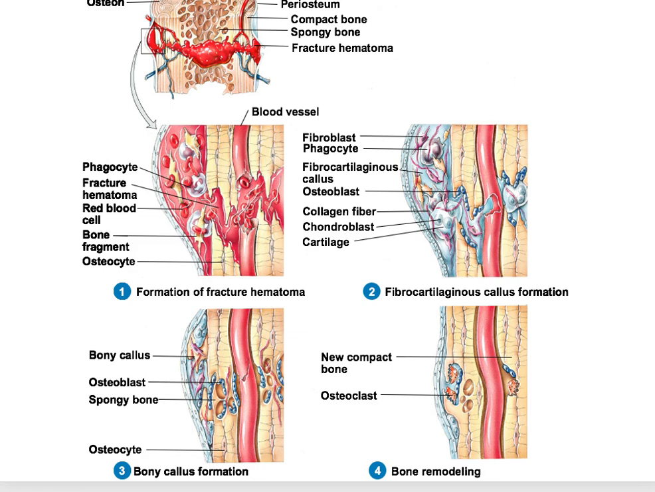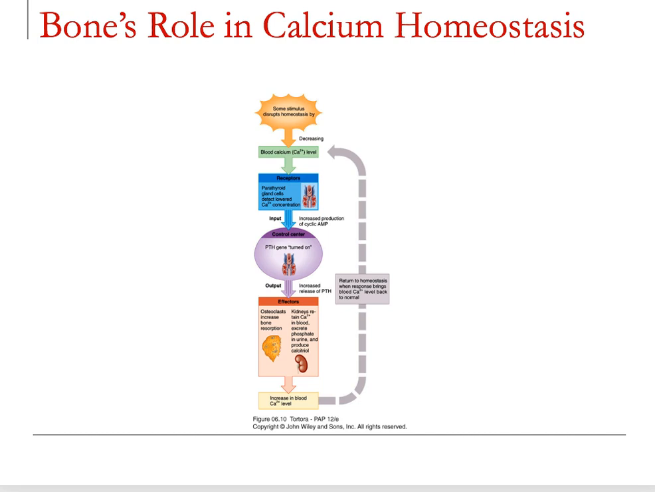The last thing I want us to think about inside chapter 6 is, well, okay, so we have bones, and these bones help us with locomotion, and they help us fight against gravity, and they help us protect our organs.